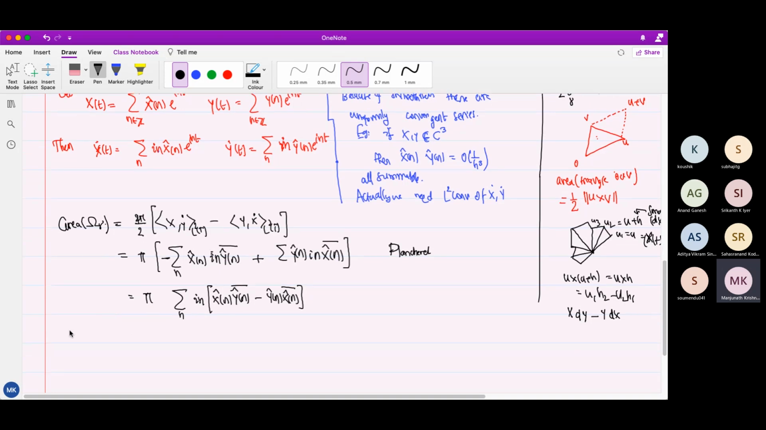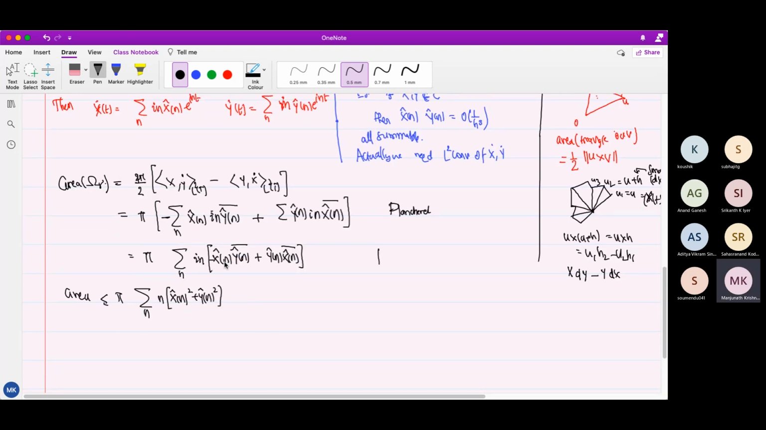So the area is going to be less than or equal to pi times the sum over n. We can put all the absolute values here. The sign changed? No, from this there is still a minus outside. Okay, so there is a minus plus. You're right, so y hat x hat bar minus. But I'm going to put the absolute value now, and for this one I use Cauchy-Schwarz to write that it is bounded by x hat n squared plus y hat n squared.